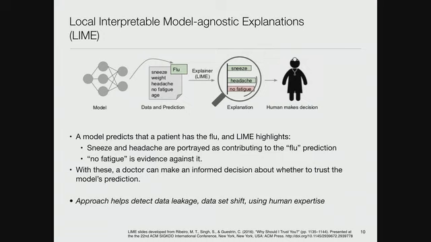And so the explainer says, well, why did the model decide this patient has the flu? Well, positives are sneeze and headache, and a negative is no fatigue, right? So it goes into this complicated model, and it says, well, I can't explain all the numerology that happens in that neural network or Bayesian network or whatever network it's using, but I can specify that it looks like these are the most important positive and negative contributors.